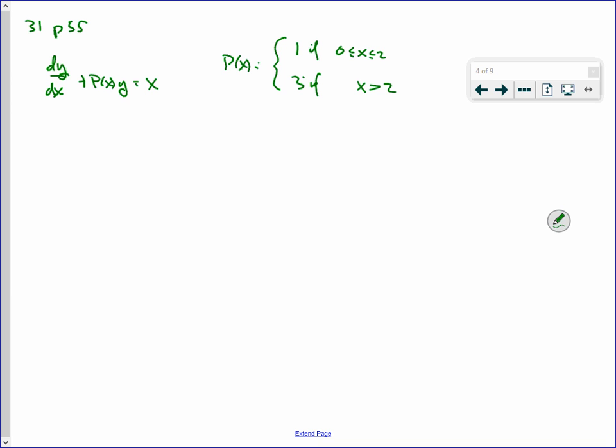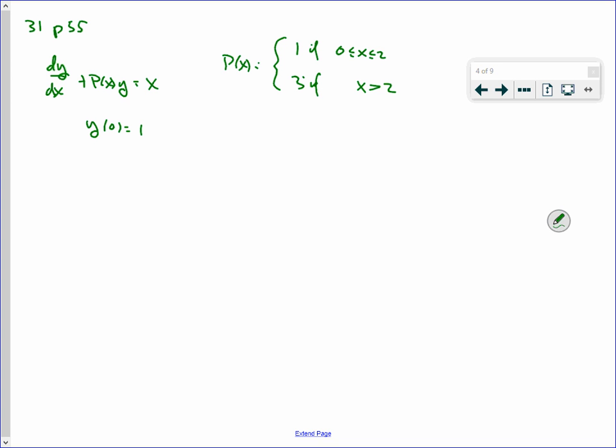So what's the solution to the equation then? What we do is, oh yeah, and there's an initial value too, I left that out. The initial value is y of 0 equals 1.